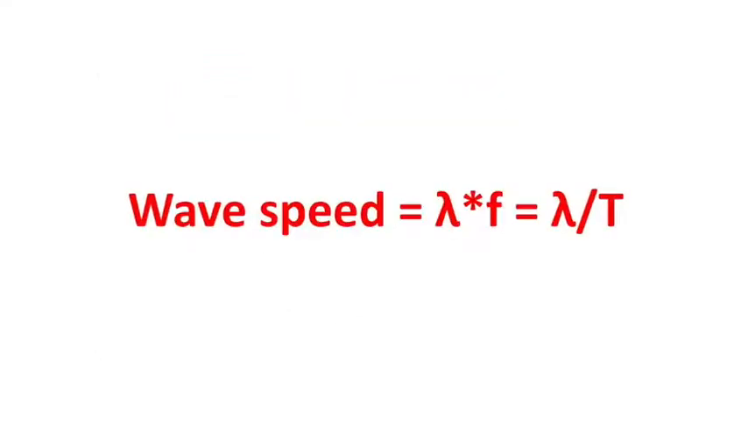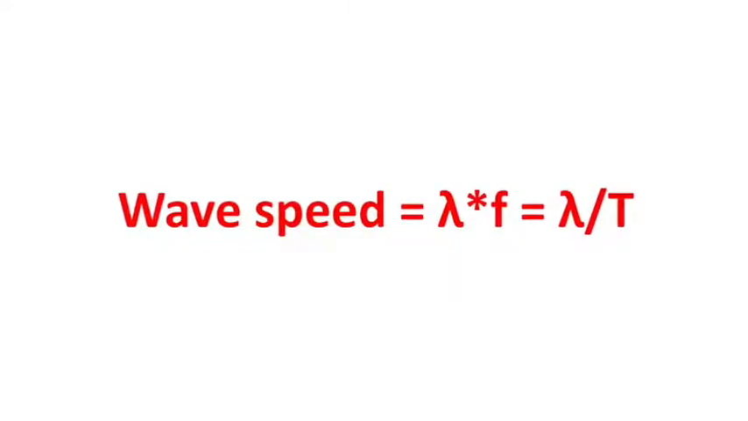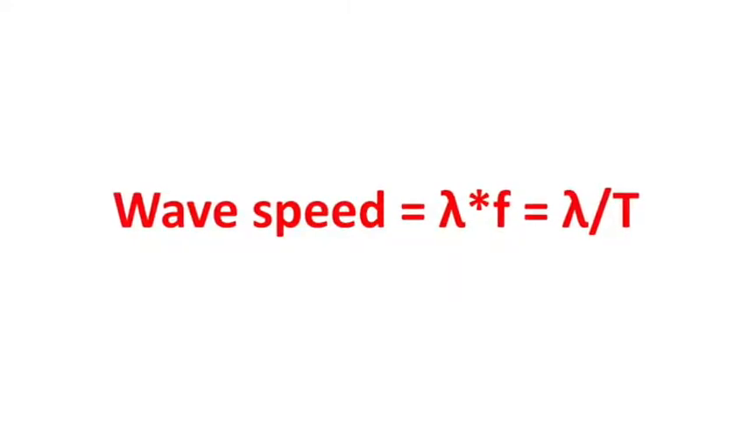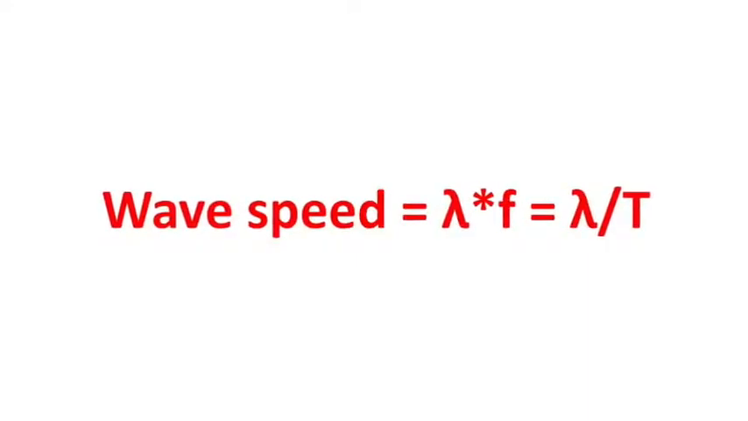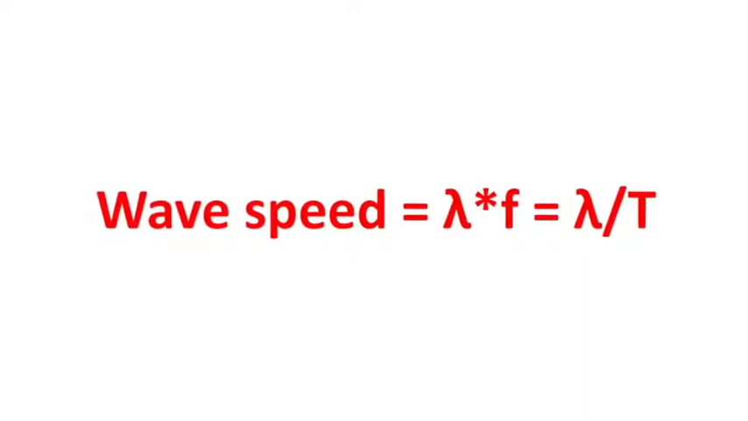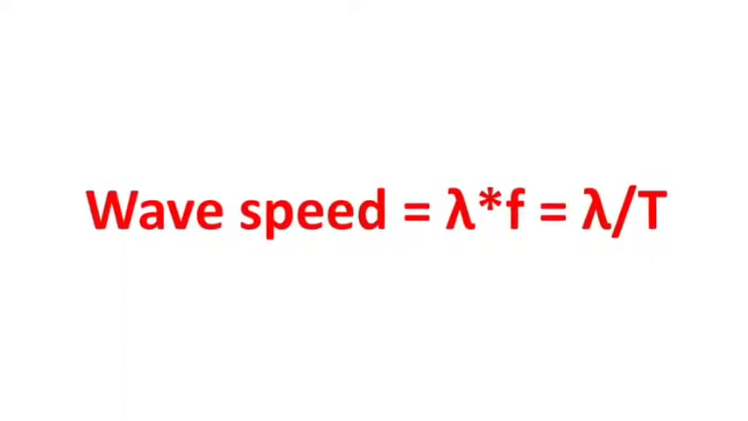The wave speed is, as the name implies, the speed at which a wave travels. It is measured in meters per second and has the symbol C or V. It is related to wavelength and frequency and period in the following manner. It is the length of the cycle, wavelength, divided by the amount of time it takes for one cycle, or period, or in terms of frequency, V is equal to lambda times f.